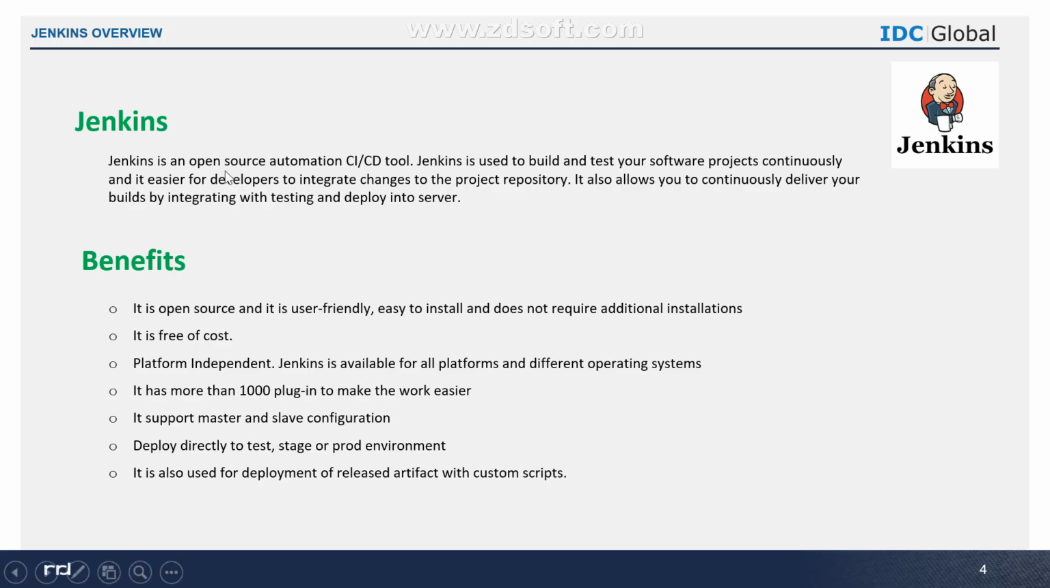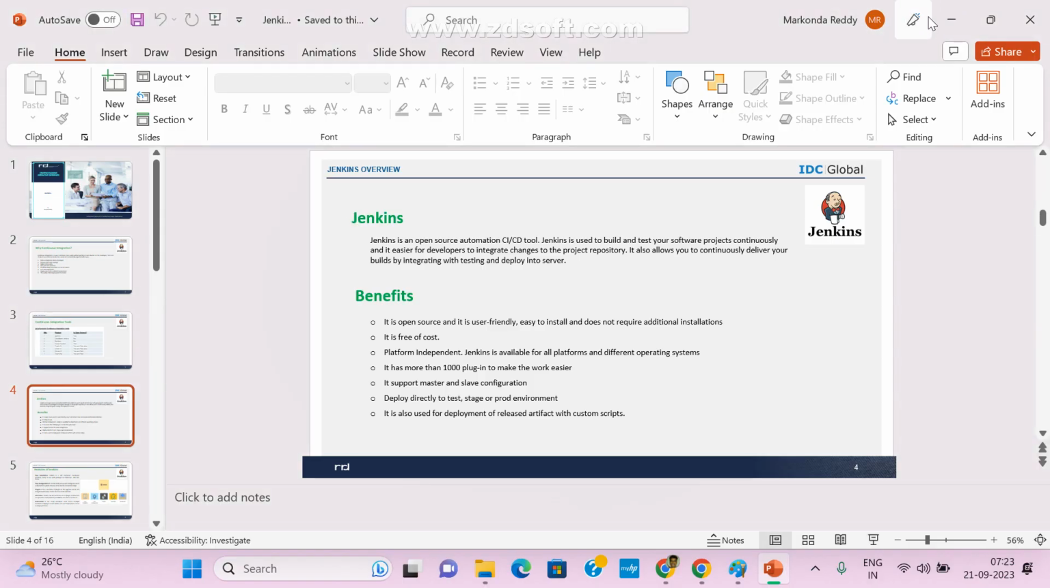Now you understand, right? Anyone have any doubts? See here, Jenkins is used to build and test your software projects continuously. Because of this, what are the advantages? It is easier for developers to integrate changes to the project repository. Developers need not do anything. It automatically integrates changes to the repository, generates artifact files, and deploys them automatically. It also allows continuous delivery of your build by integrating with testing and deploying into any one server.